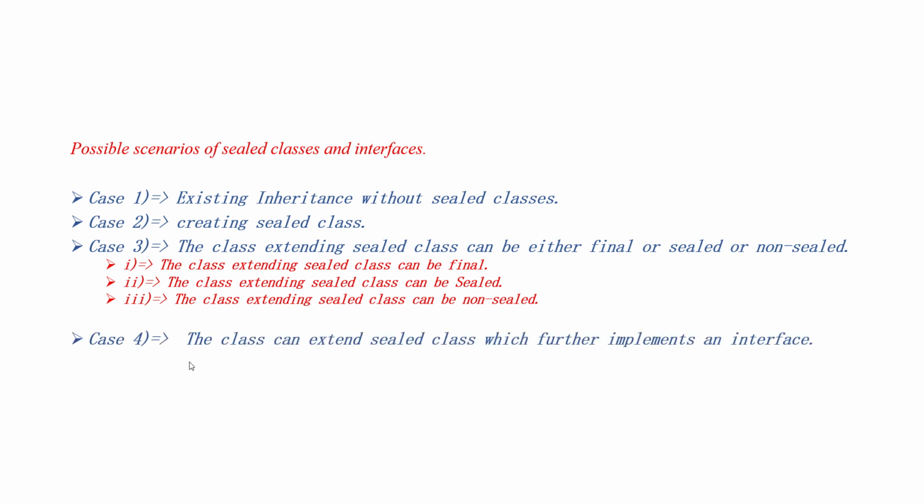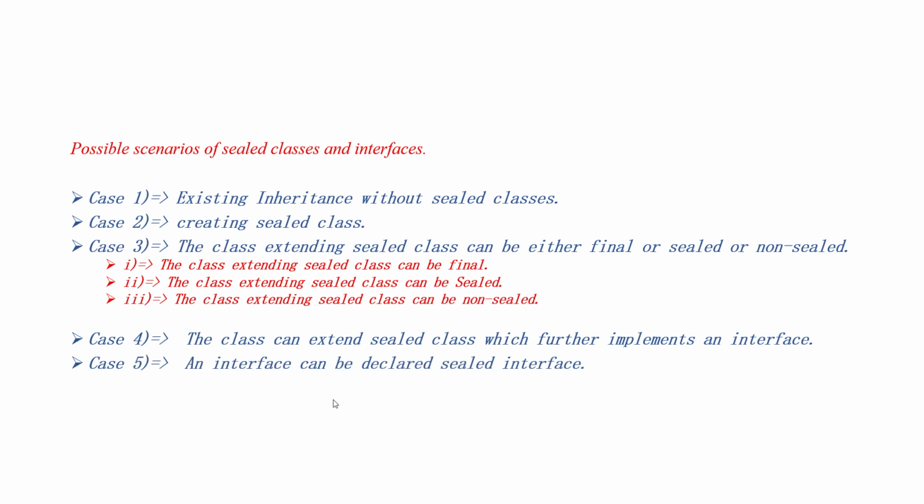Next, case 4: a class can extend a sealed class which further implements an interface. Let's say there is a base class which is a sealed class, and that class is implementing the interface itself. So we can extend that sealed class as well, a sealed class which is implementing the interface.